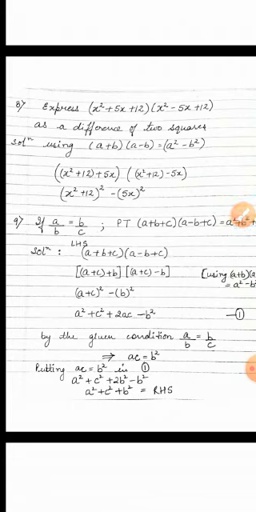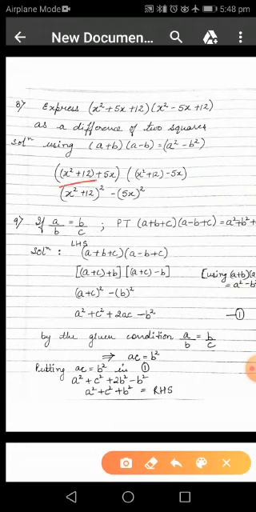Next, we have express. We are given two expressions over here, and we want to express them as the difference of two squares. Again, if we observe keenly, what you see is x square plus 12 is in the first bracket as well as in the second bracket also. So we take x square plus 12 as a single term and 5x as a separate term.